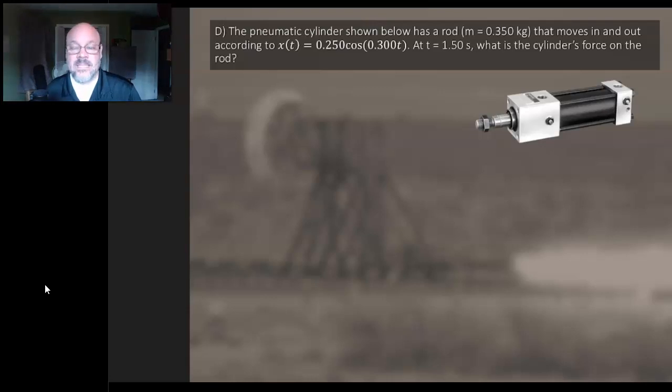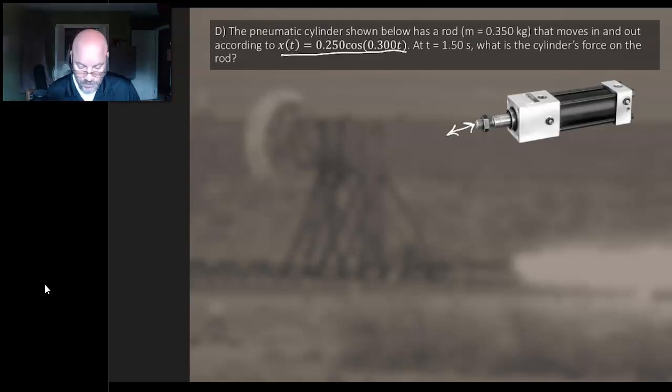Okay, this is the last one in the series on Newton's laws. What we've got is a pneumatic cylinder, and it can move in and out like this. There might be something attached to it that needs to move in or out. We don't really know what its purpose is, but there it is nonetheless. This thing is going to be moving in and out according to this equation with the cosine. Now we're being asked to find out what the force is.